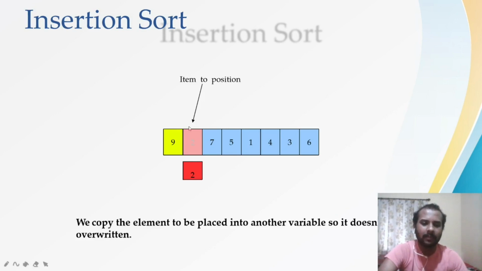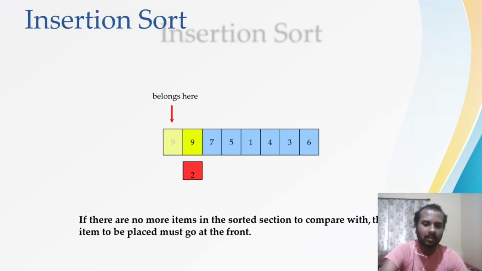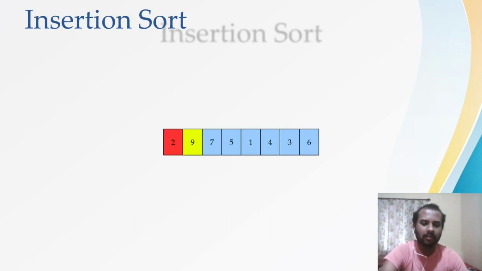I will be shifting 9 to this place. I'll shift 9 one place to the right side. Okay. So I'm shifting. Then in this place, I'm going to place the 2. Now, which is my sorted part? 2 and 9 are the sorted part. 7, 5, 1, 4, 3 and 6 is my unsorted.